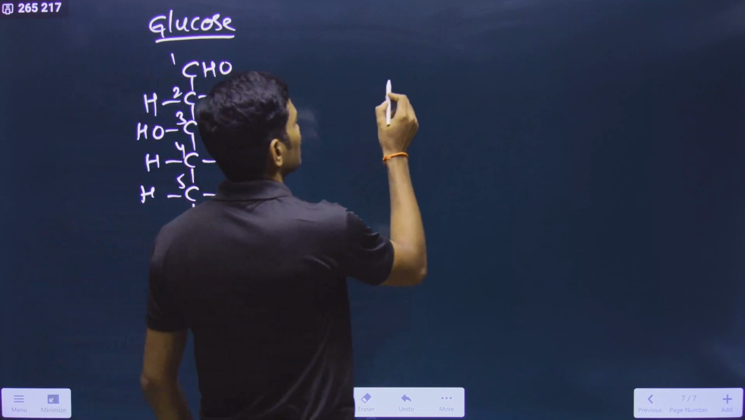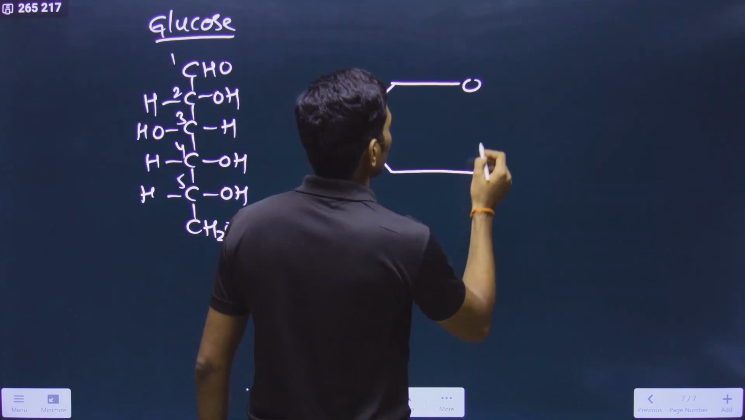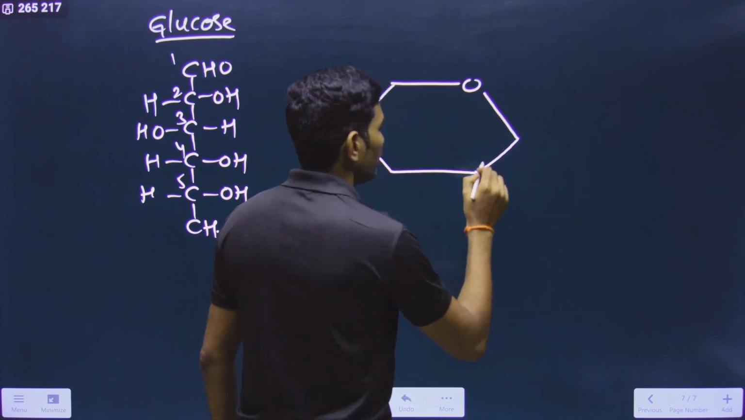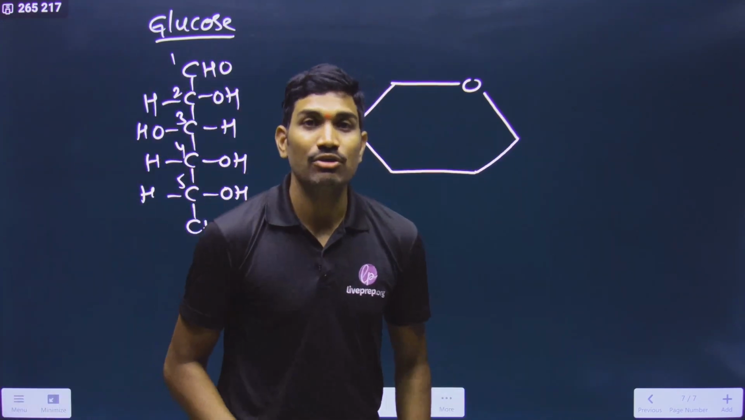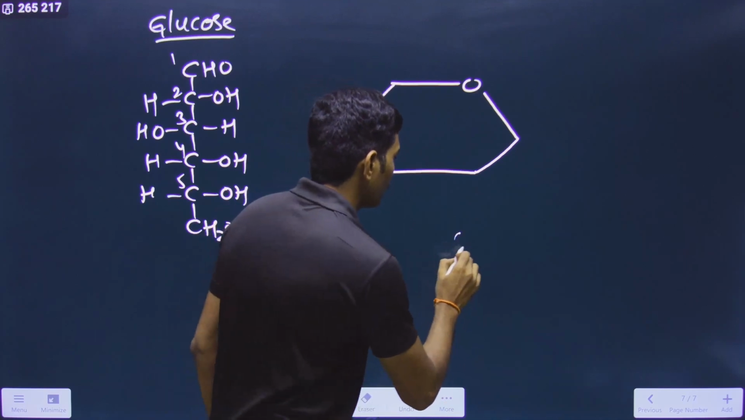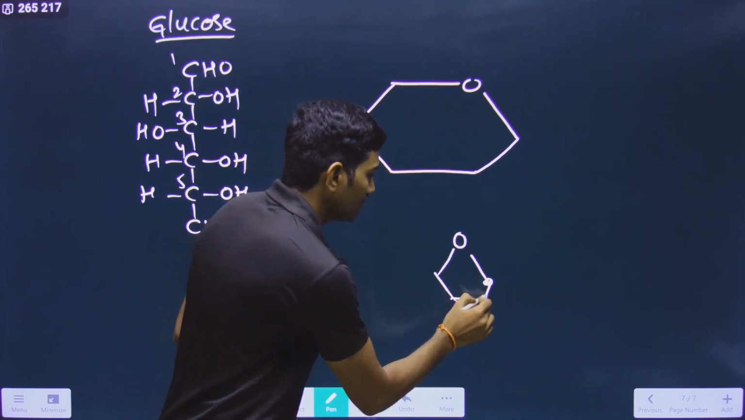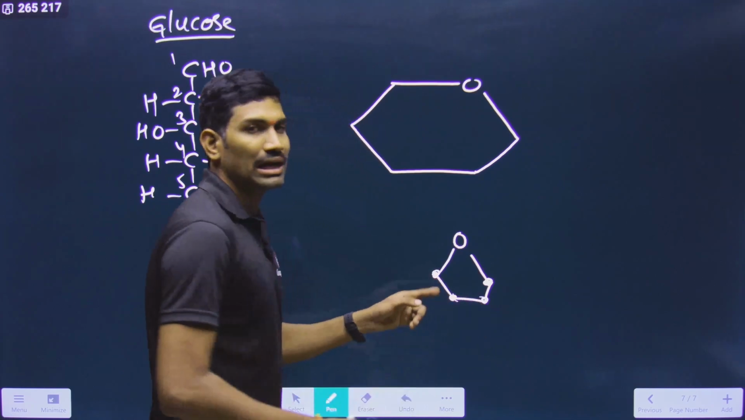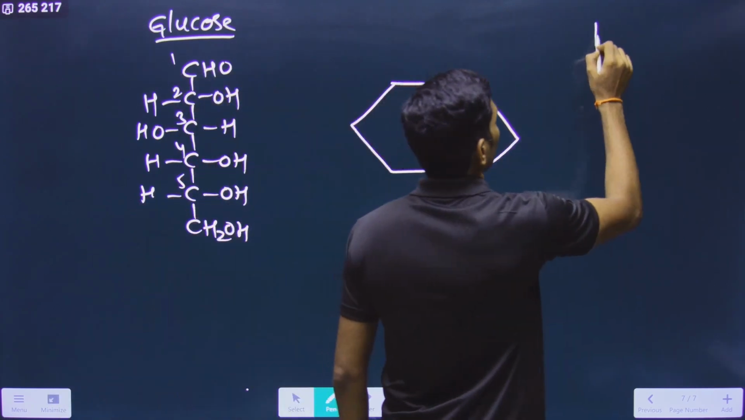And the same information we need to write in pyran ring. Please remember, when we are writing the information of ribose sugar in that ring, we used a furan ring. What is the furan ring? Furan ring was like this. It was having 1, 2, 3, 4 carbon 5-member ring, and that is the furan. But this is the pyran ring.